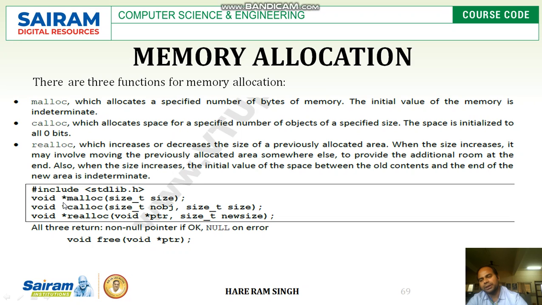The prototypes for all three functions are: void star malloc, size underscore t size. Here only one argument is there. Next, void star calloc, size underscore t nobj, comma, size underscore t size. Next, void star realloc, void star ptr, comma, size underscore t newsize. All three return a non-null pointer if okay, and null on error. Because they are pointers, they point to some objects. If they successfully allocate the memory, they return a non-null pointer. If some error has occurred, they return a null pointer.